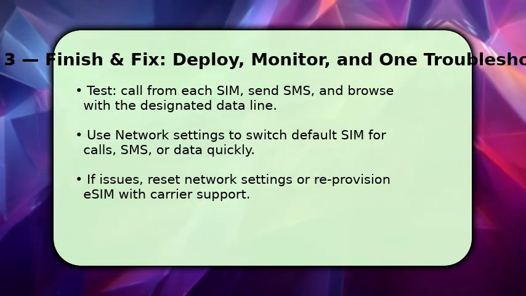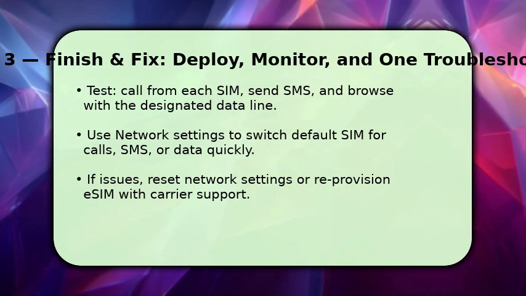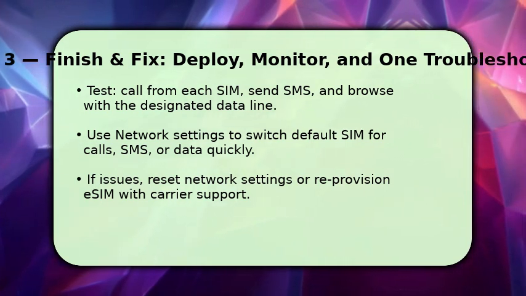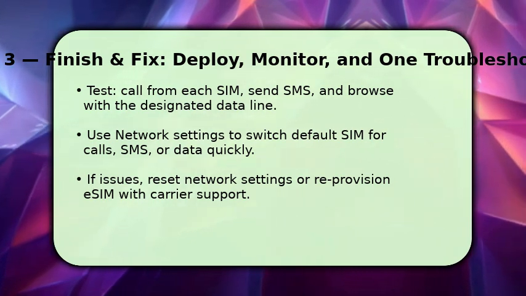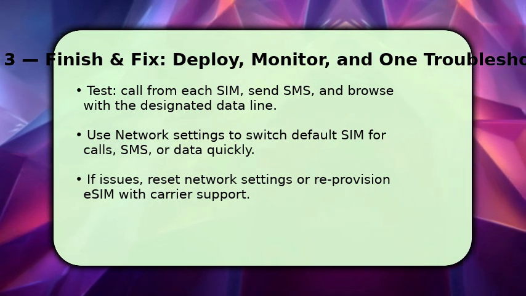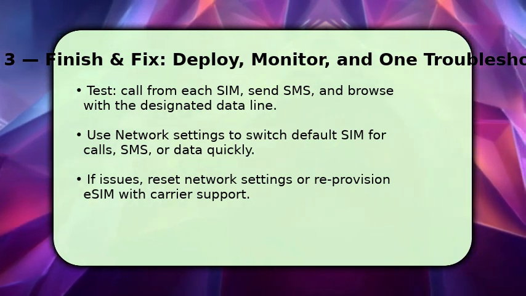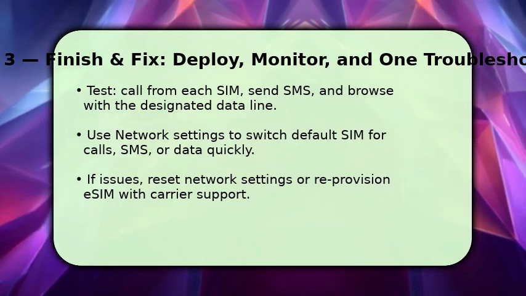If connectivity or registration fails, reset network settings first. If that does not help, remove and re-add the eSIM or physical SIM, and contact your carrier to reprovision the line. That single troubleshooting step usually resolves registration conflicts.